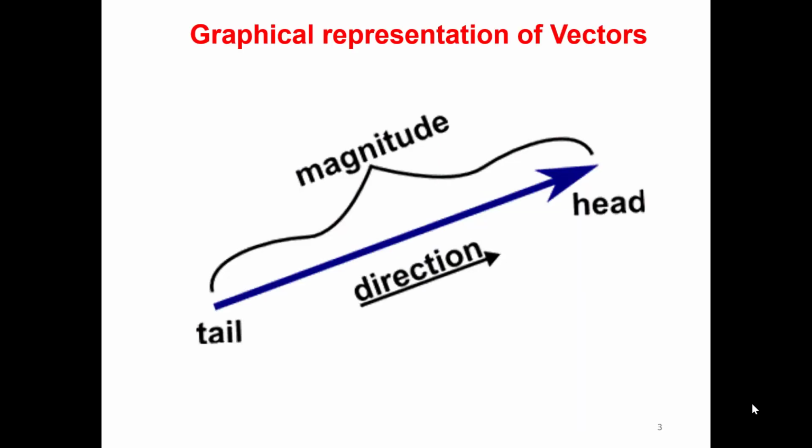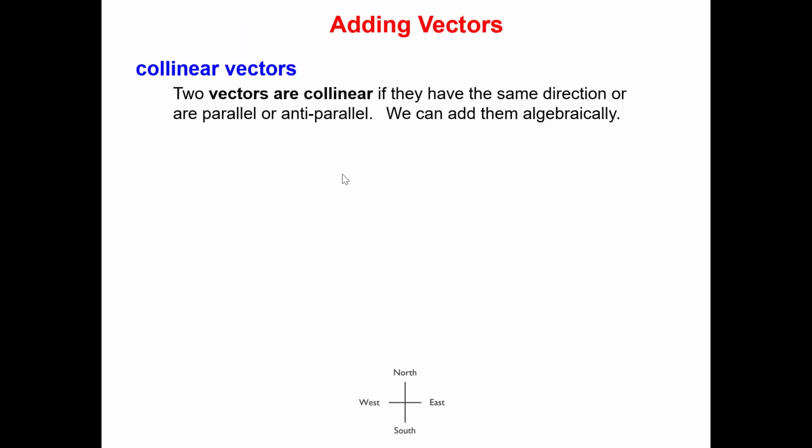Now let's see how we can represent the magnitude and the direction of a vector graphically. We can use an arrow to represent a vector, where the arrow start corresponds to the origin or the tail of the vector. The tip of the arrow corresponds to the head, and this indicates the direction of the vector. The length of the arrow corresponds to the magnitude of the vector.